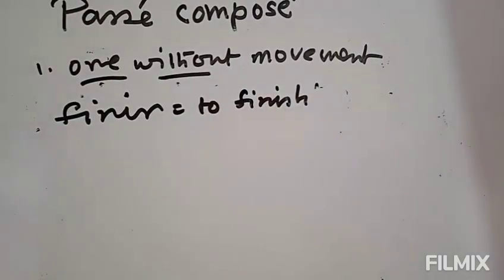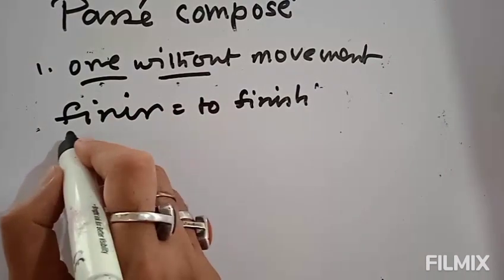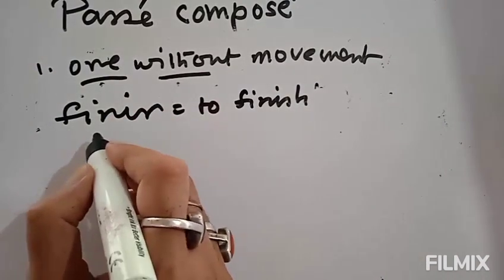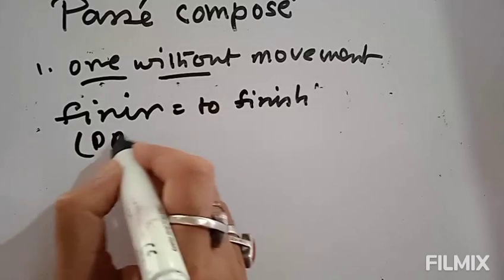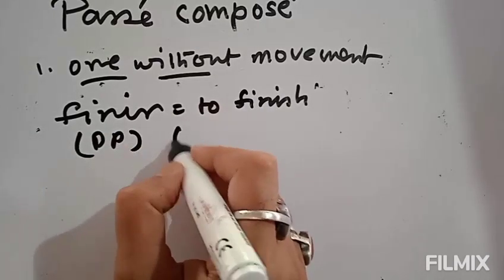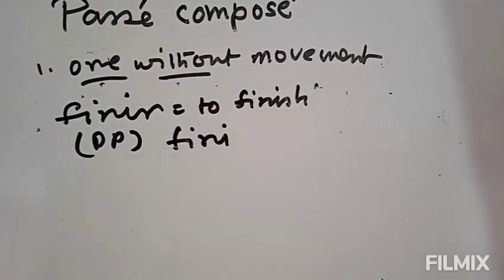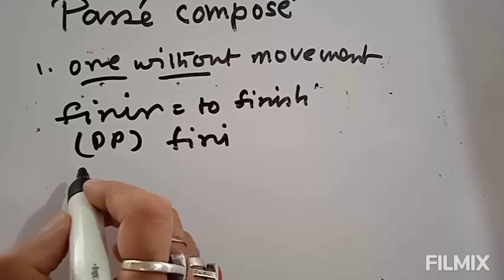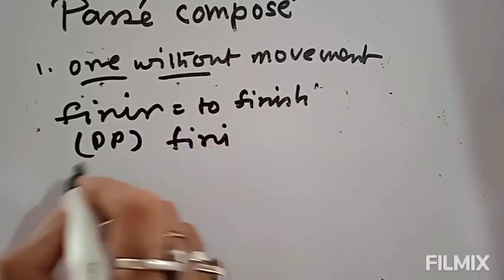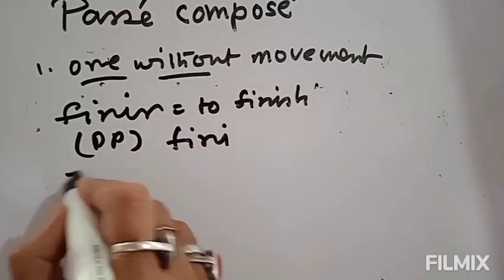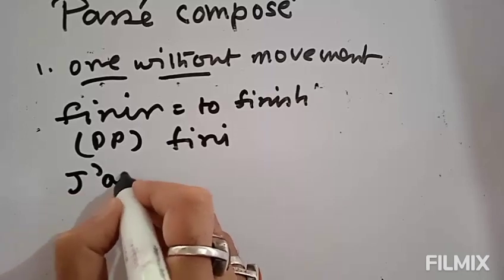Okay, finish. So, how do I form the PP, participe passé, of the IR-ending verb? F-I-N-I. This is the PP. You are erasing the R. The PP is ready. Now, your conjugation is j'ai fini.